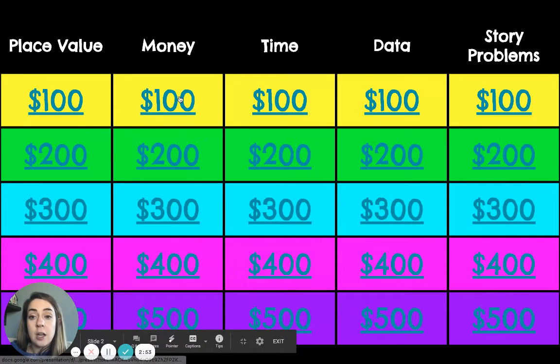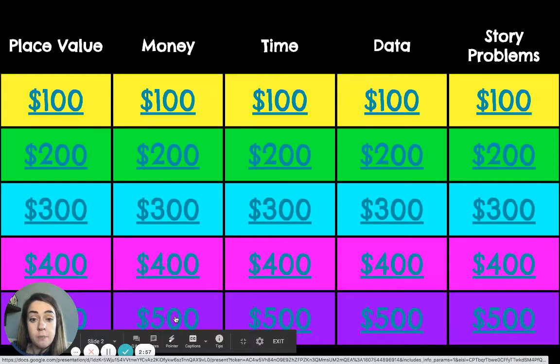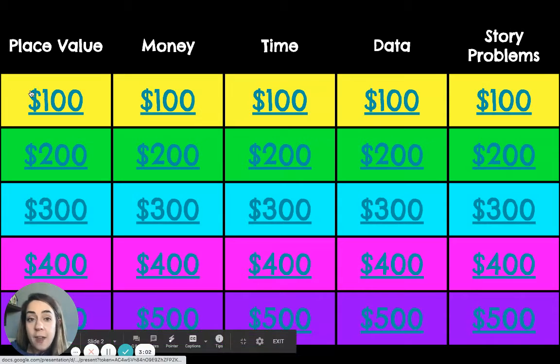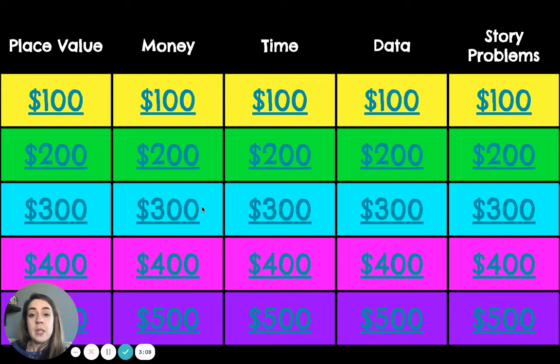You can choose whatever question to answer first. You don't have to start at 100. If you wanted to start with the $500 question, you could. It doesn't matter. You can move all around the board. You can answer place value and then story problems and then money. Totally up to you. So here's how it's going to work.